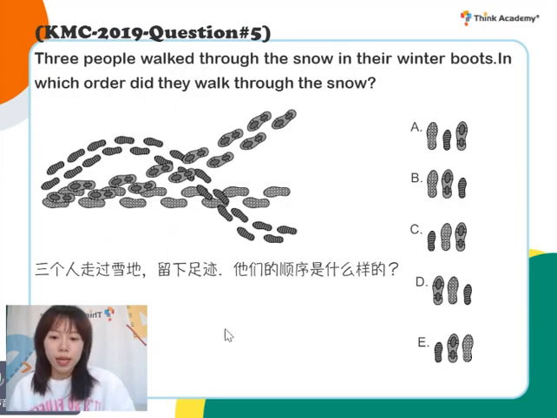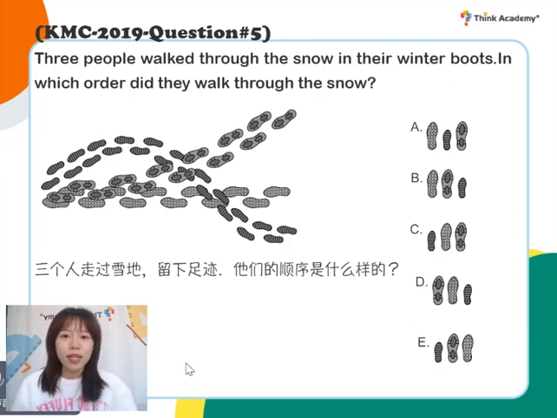Okay, let's continue to the next one. This one is so interesting. It's going to use our common sense. So 3 people walked through the snow in their winter boots. In which order did they walk through the snow? So we have 3 kinds of footprints. Let me give them a name first, okay?